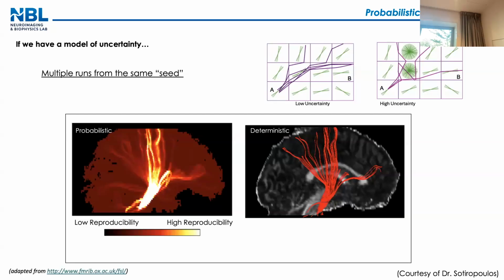So if the uncertainty is small, more or less we get the same trajectory. If the uncertainty is big, we're going to have a lot of variability, a lot of spreading. And here on the left, you can see the probabilistic reconstruction with, for example, BEDPOSTX. This is exactly from, I think, the training material they released.